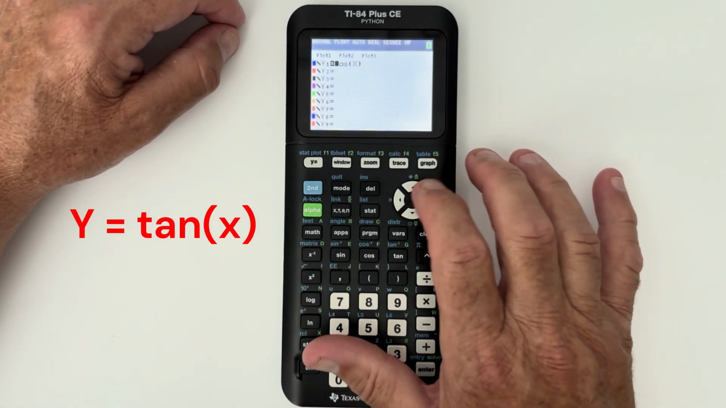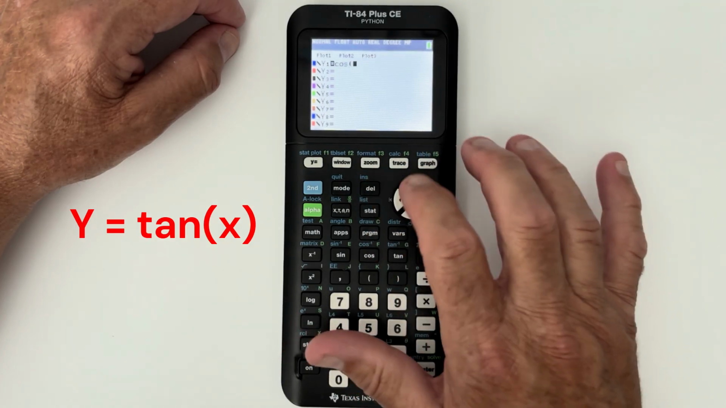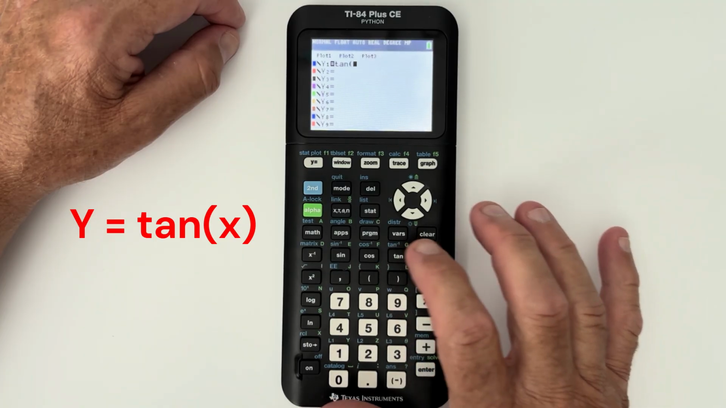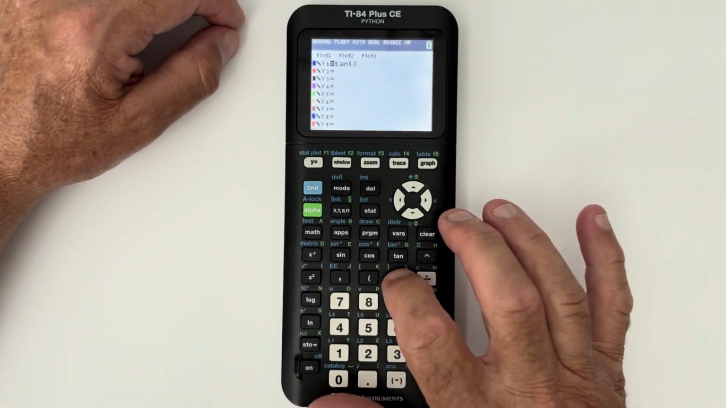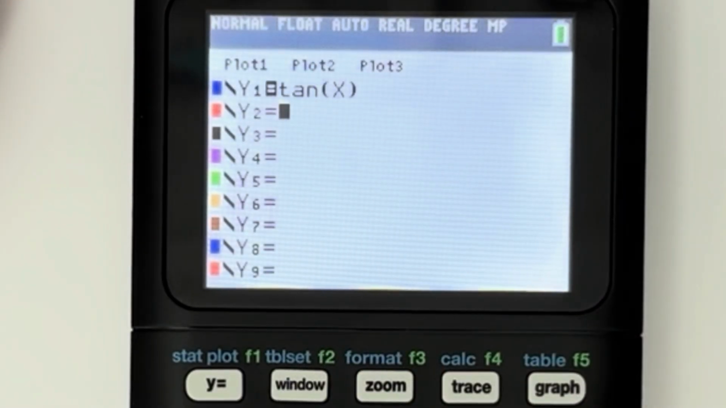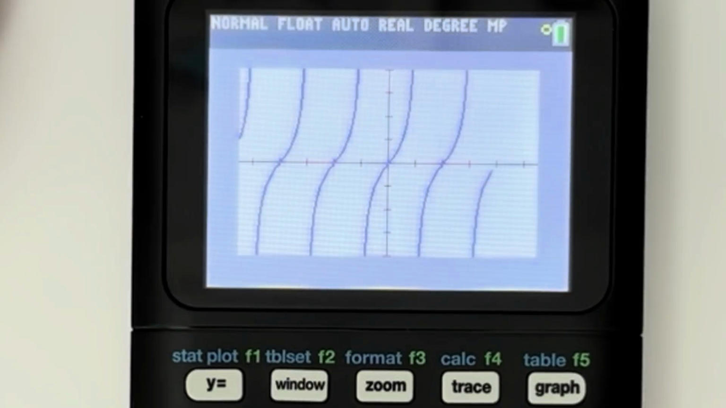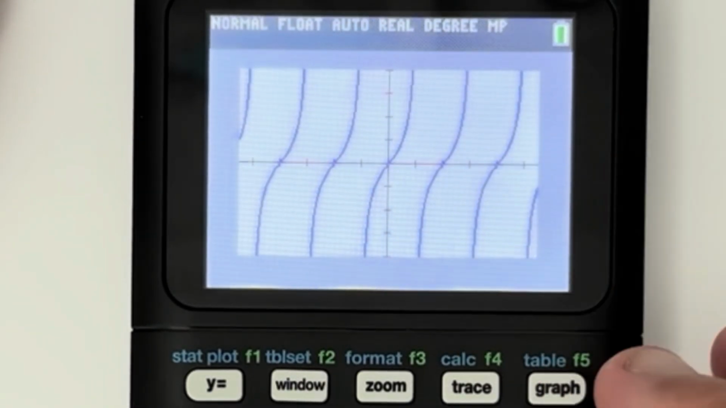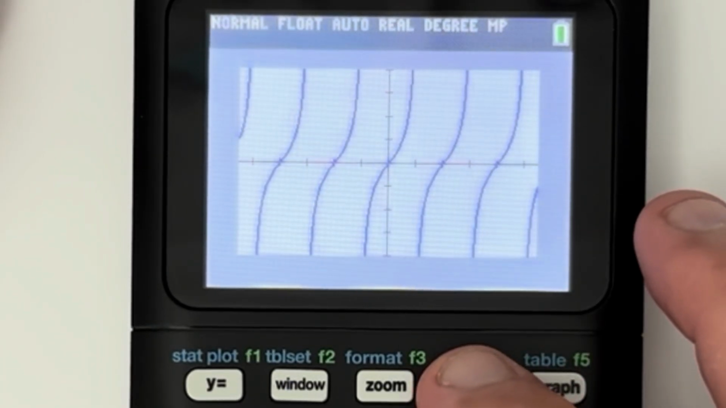Let's go over here and delete that. Delete. And delete. Now let's hit the tangent function. X again. Close the parentheses. Enter. Graph. Okay, there's a tangent function. Now it repeats like that. So let's look at our trace again and see exactly what this thing is doing.